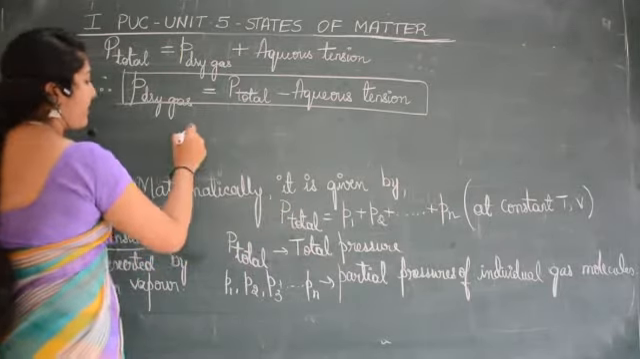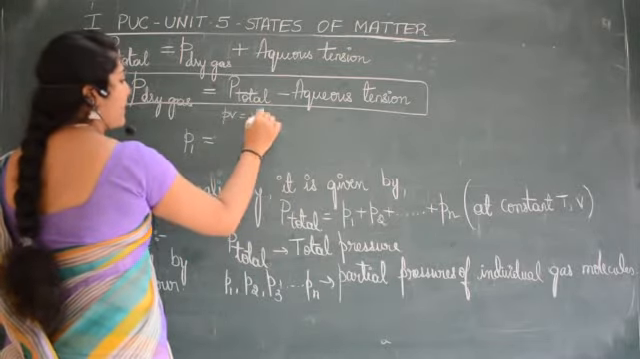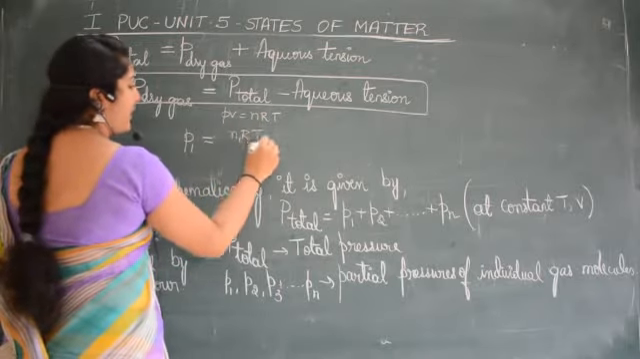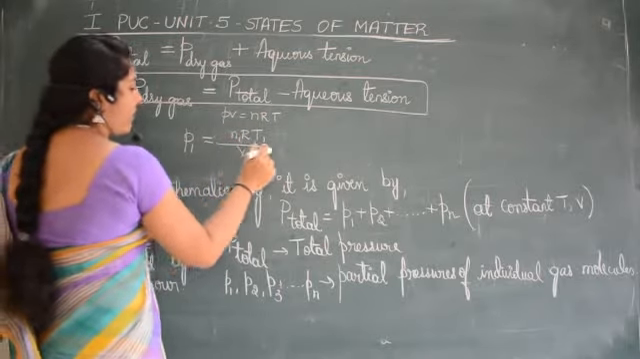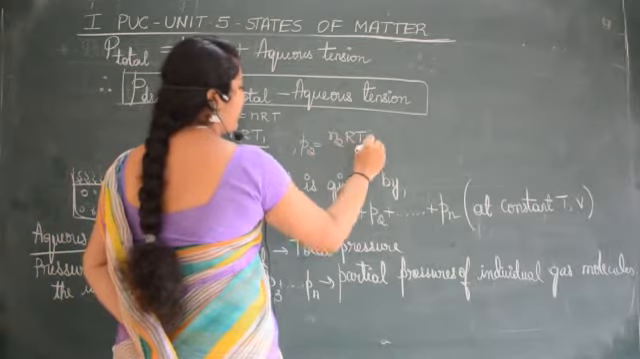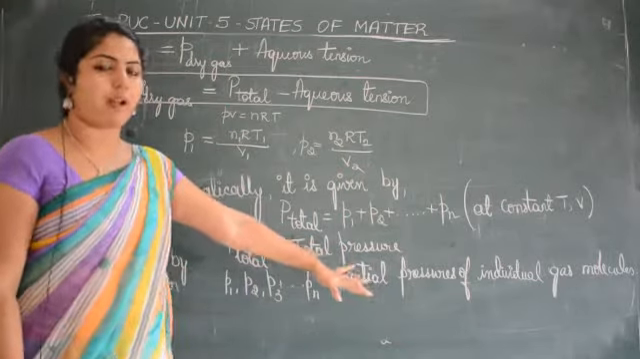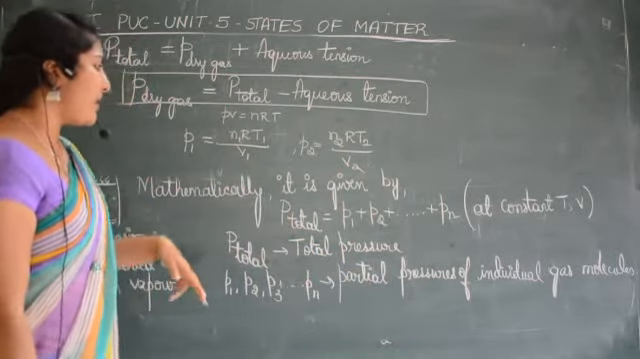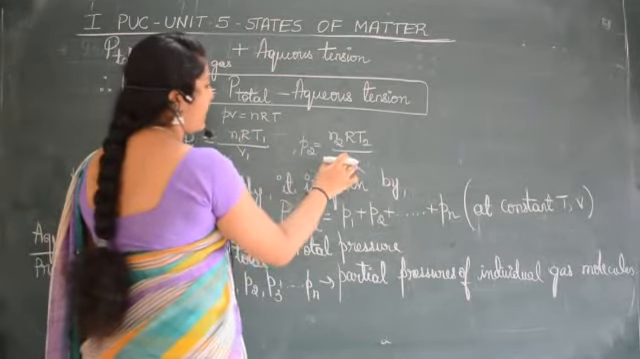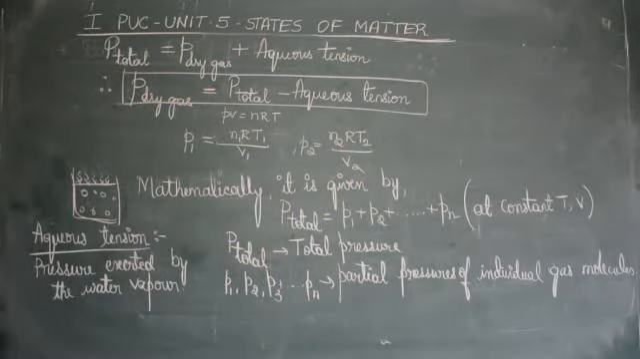Here P1, P2, P3 we have written. P1 means what? As per this equation, PV is equal to nRT. What will be the P1 value? P1 will be n1 R T1 divided by V1. What will be the P2 value? n2 R T2 by V2. Like that, the values of P1, P2, P3. If you are asked to sum it up, then it becomes n1 plus n2 plus n3, and RT by V will be common there. Okay. This is what we need to know from this.